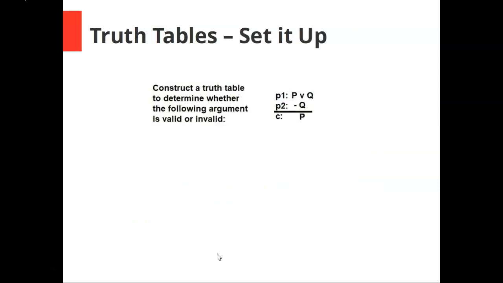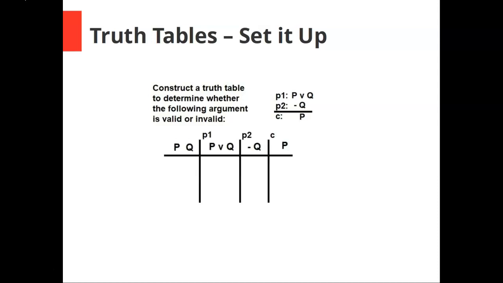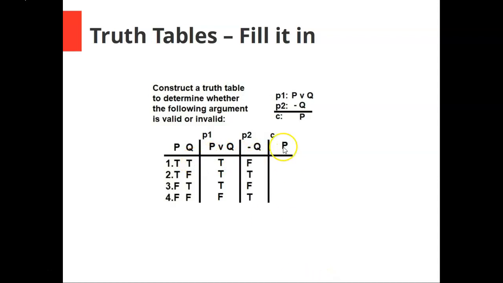One more somewhat simple example. Set up our truth table like we've done. Fill it in. A disjunction is only false when both disjuncts are false, like in line 4. Not Q, that's simple enough. You take the Q column and you flip it. Every time Q is false, not Q is true, and vice versa. And now for the conclusion.